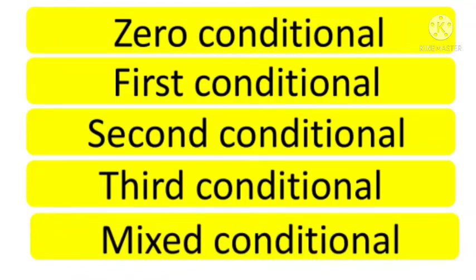There are 5 conditions in conditional clauses, which are zero conditional, first conditional, second conditional, third conditional, and mixed conditional. In this section, we are going to learn first conditional, second conditional, and third conditional. Later, let us discuss zero conditional and mixed conditional.